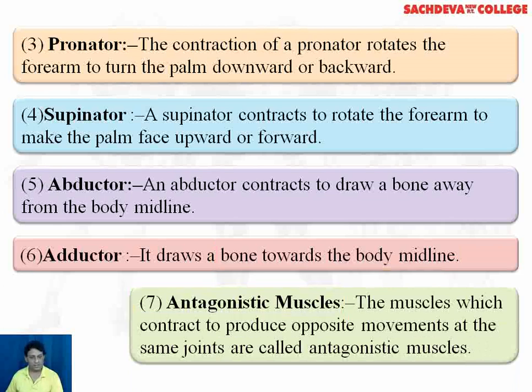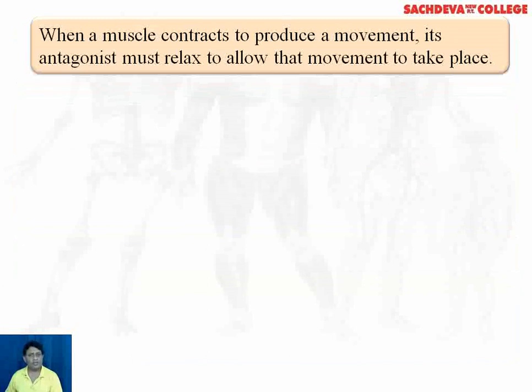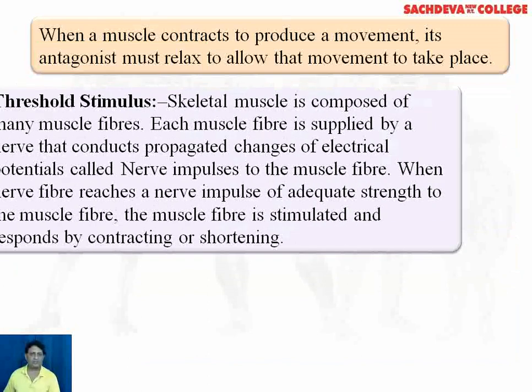Antagonistic muscles. As we have just seen, most of the voluntary muscles occur in pairs, and the muscles which contract to produce opposite movements at the same joint are called antagonistic muscles. We have just seen some of the antagonistic muscles like pronator, supinator, abductor and adductors. When a muscle contracts to produce a movement, its antagonist must relax to allow that movement to take place.